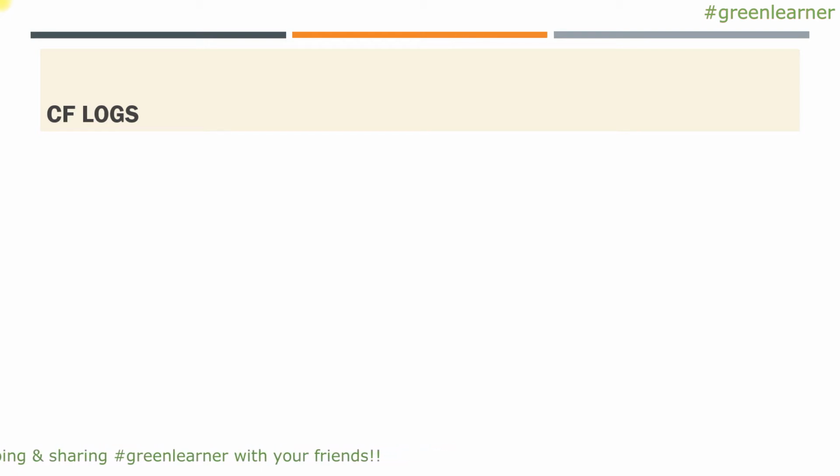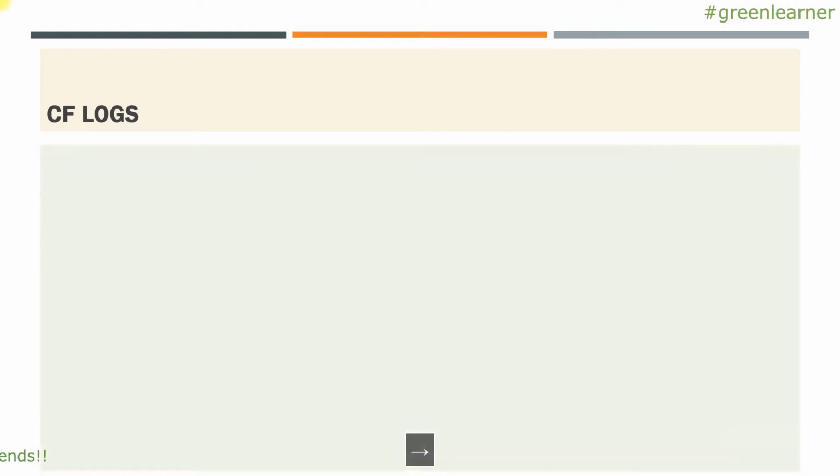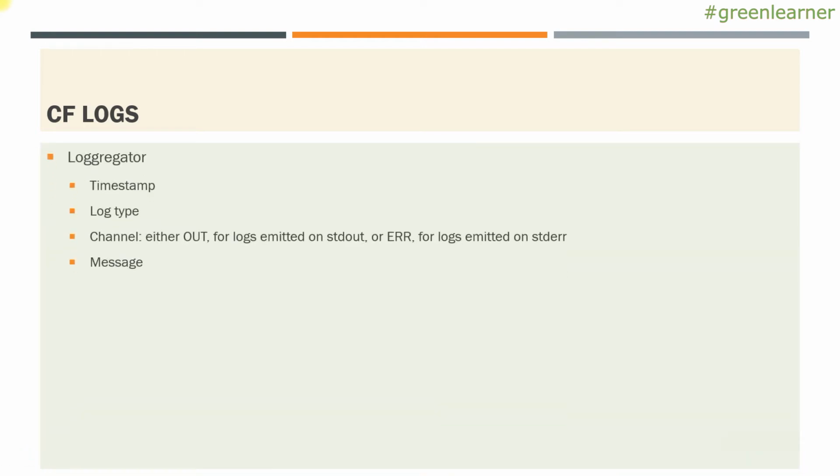So that's about the story. So let's see how PCF is organizing the logs and putting that information for us, right? Loggregator is the tool which takes care of the logging, and it has four things: timestamp, log type, the channel from where it is coming, and the actual message. Right, timing, log type, it can be anything, channel, and message, the actual thing that is there, right?